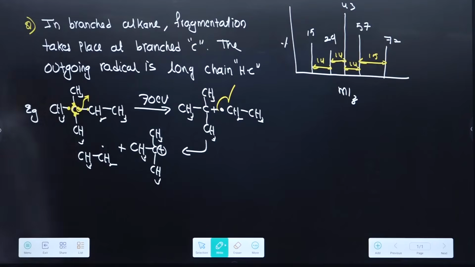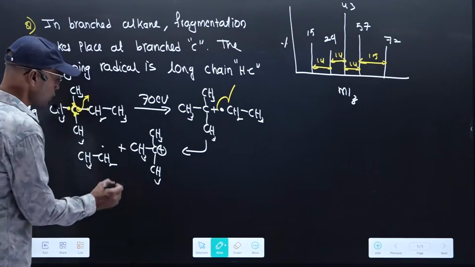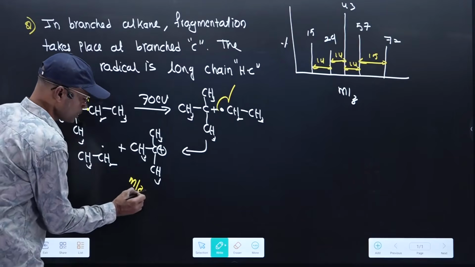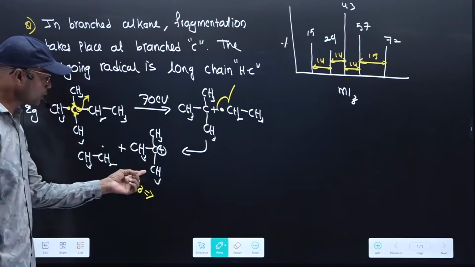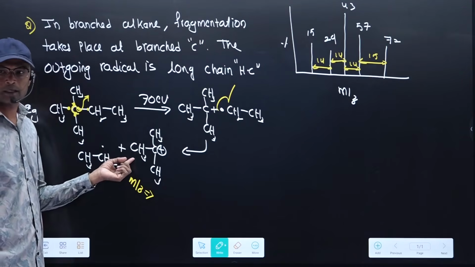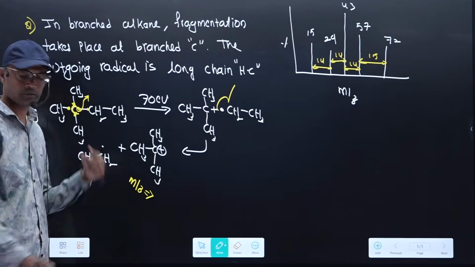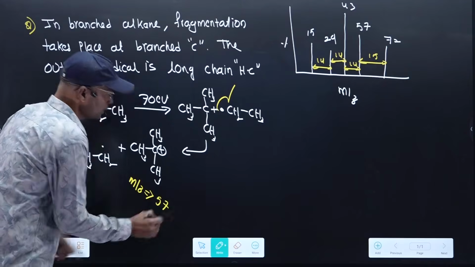Every cation, try to write the m/z value. Don't write m/z values for radicals and negative ions. Try to write only for cations. The m/z value of this one: 4 carbons are there. Every carbon is 12. 1, 2, 3, 4. 4 into 12 is 48. 51, 54, 57. So the m/z value is 57. Then what about this one?